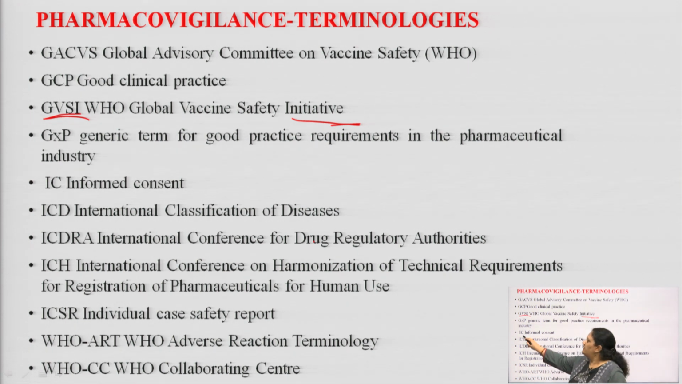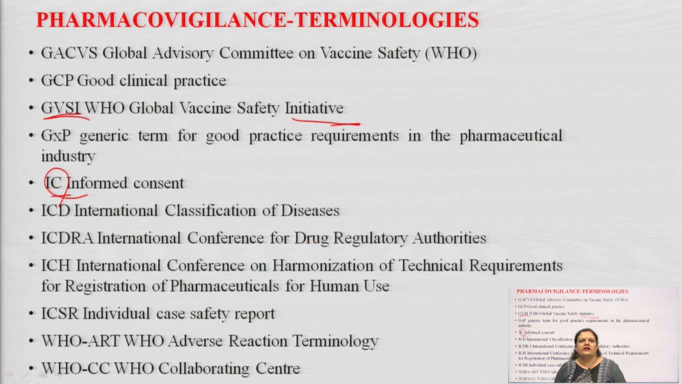Next we have IC. IC is terminology used during the clinical trial, and it is known as the informed consent form, ICF, or IC in short, informed consent. Next is ICD, International Classification of Disease. We already covered this PowerPoint presentation in our previous lectures. Next is ICDRA, International Conference for the Drug Regulatory Authorities, or you can say Drug Regulatory Affairs.